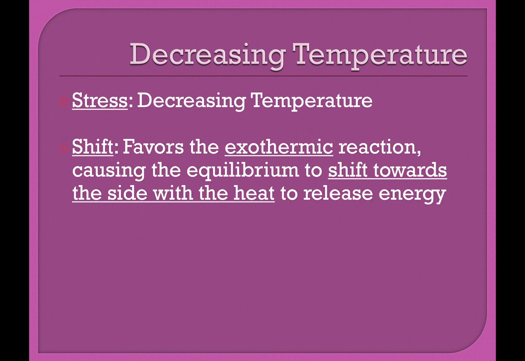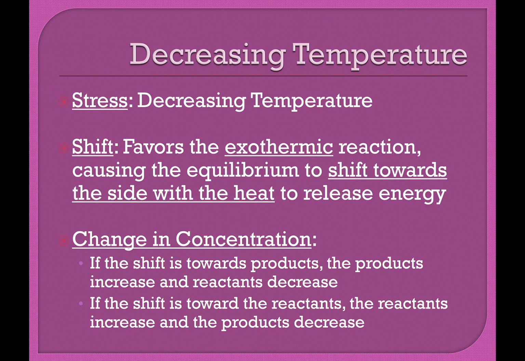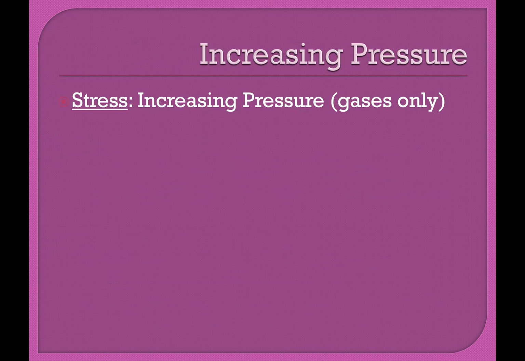Decreasing temperature. This is going to favor the exothermic reaction, and it's going to cause the equilibrium to shift towards the side with the heat to release energy. Now, if the shift is toward products, products will increase, reactants will decrease. And if the shift is toward reactants, the reactants will increase and the products will decrease. This will depend on where the heat value is in the reaction, which we'll look at momentarily.